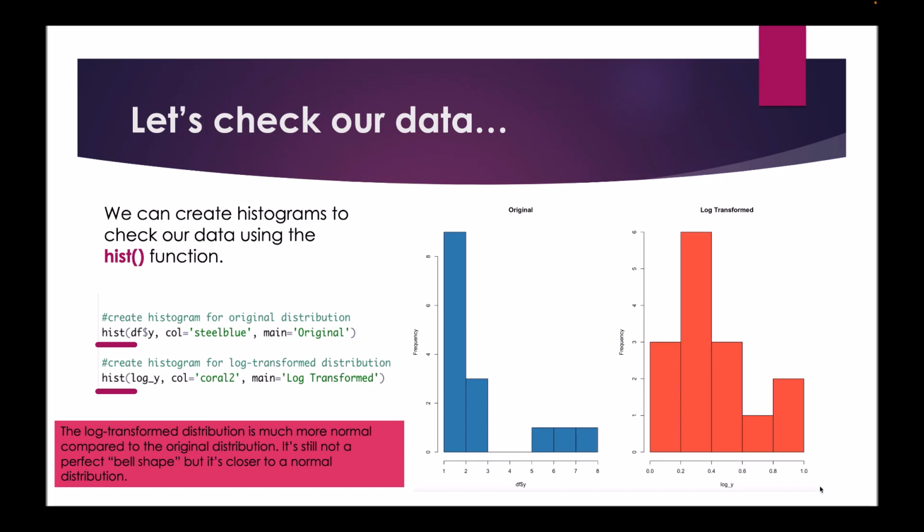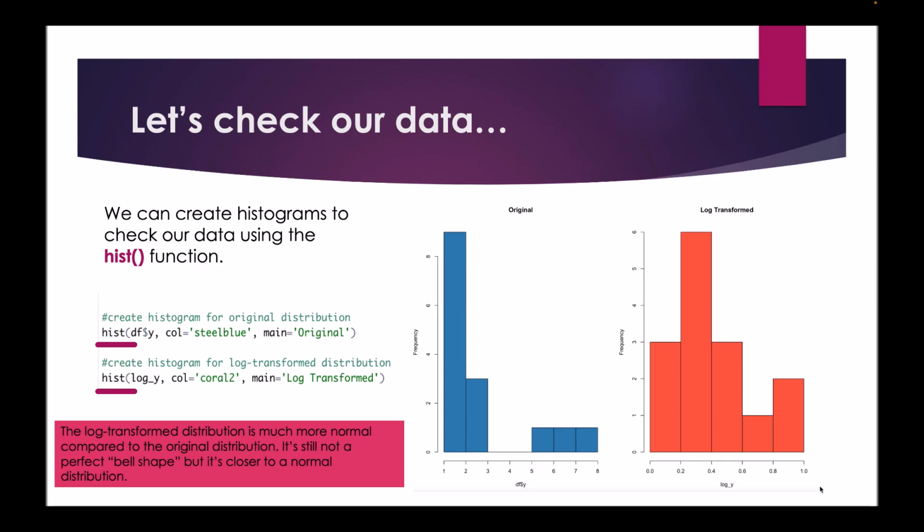So once we've log transformed our data, we can check to see whether this has made our data any more normally distributed. And one way we can do this is by creating a histogram using the hist function. So here I've created a histogram for our original distribution. So this is the data before we've transformed it. And then I've created a histogram for our log transformed data.